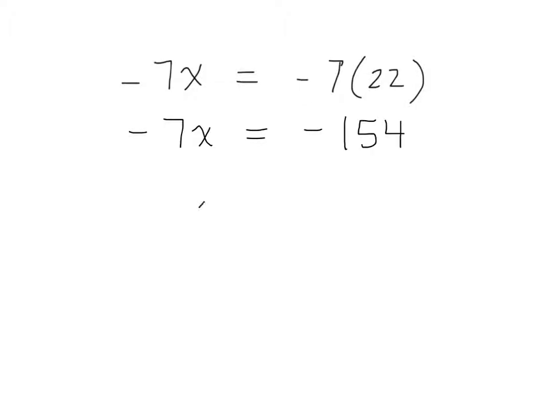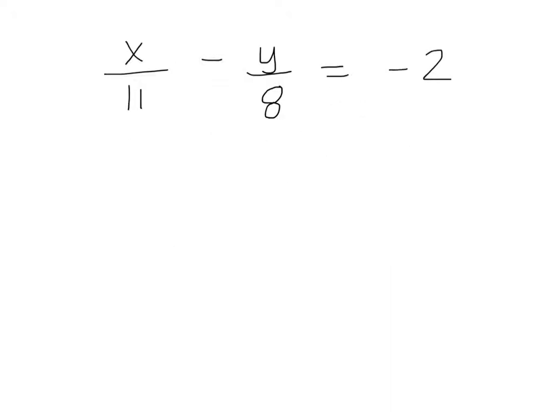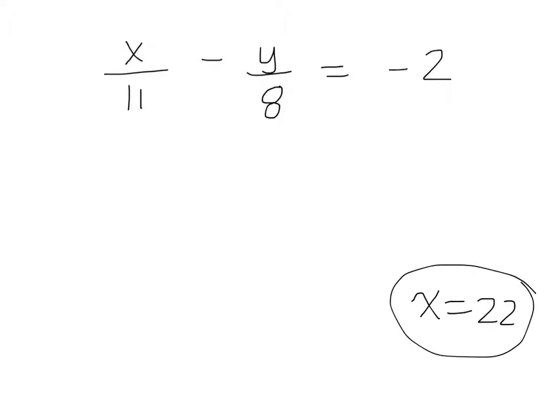Now it's the final step. I'm trying to figure out what x is equal to. Divide both sides by negative 7. A negative divided by a negative is a positive, and x equals 22. It doesn't matter which equation we plug our value into. x is equal to 22. That was the answer for x. I'm going to plug it into the first equation, okay? So instead of writing x over 11, we would write 22 over 11 minus y over 8 equals negative 2.